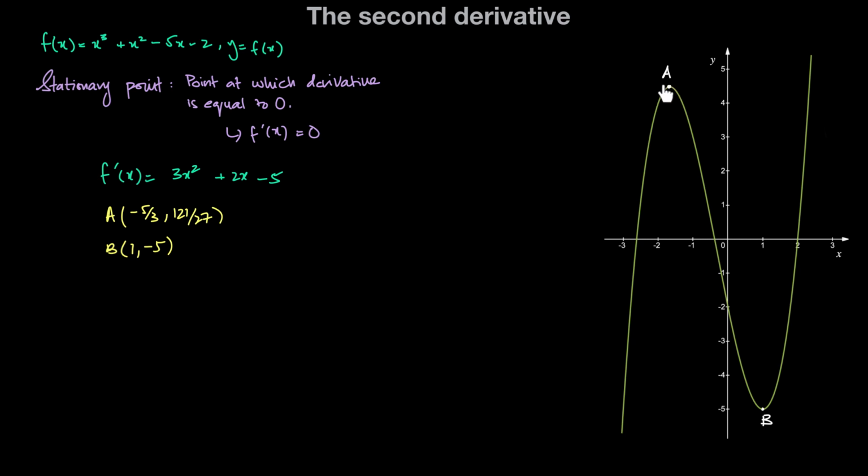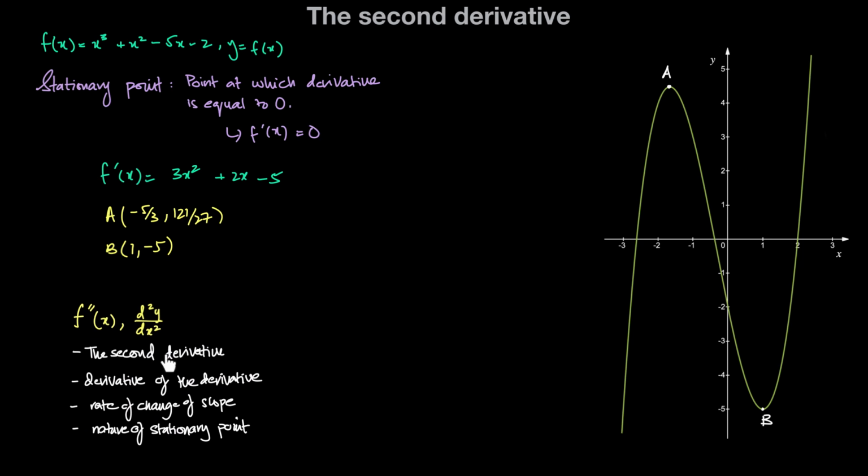So A can be said to be the top of a hill, and this type of point is called a maximum point. On the other hand, B is what we call a minimum point, because points either side of B on the curve lie above B. So this is called a minimum point. So how do we differentiate between a maximum point and a minimum point? In other words, how do we show that A is indeed a maximum point and that B is indeed a minimum point? For that, we use the second derivative.